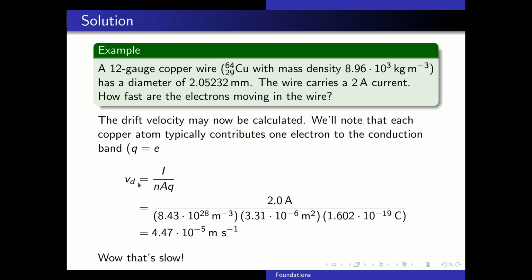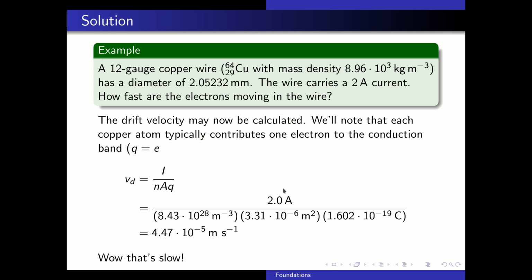We know that the drift velocity looks like the current divided by the number density of conduction electrons multiplied by the cross-sectional area multiplied by the charge per charge carrier. So in a conductor, the charge carrier is an electron. In an ionic solution, the charge carrier will not be an electron. It'll be some ion, and that ion may have a charge greater than the elementary charge. It may have 2 elementary charges. It may have a +2 charge or a -3 charge, whatever else.